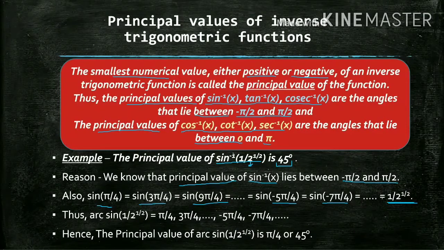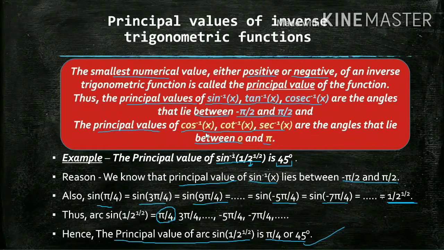Up till now you have found all the values. Now you write that the principal value for the arc sine function of 1 by root 2 would be pi by 4, or 45 degrees, which will be the smallest numerical value lying in the restricted range. It would lie between these limits, so it would be pi by 4, that is 45.